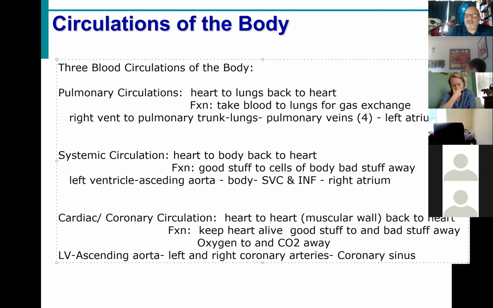And that coronary sinus, any idea what it feeds its blood into? Right atrium, absolutely. Remember how in the last class I told you there are 3 blood vessels that feed into the right atrium? What are they? The superior and inferior vena cava, and then what's the third? Coronary sinus. Excellent.